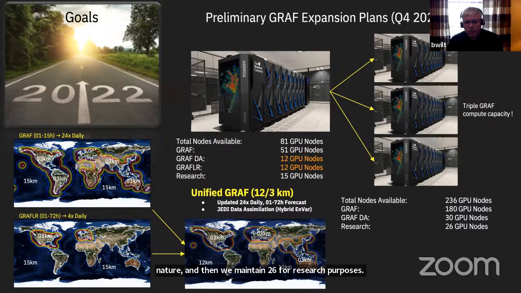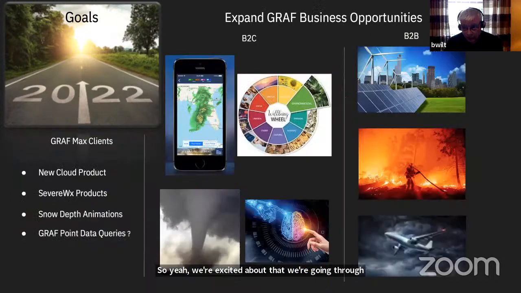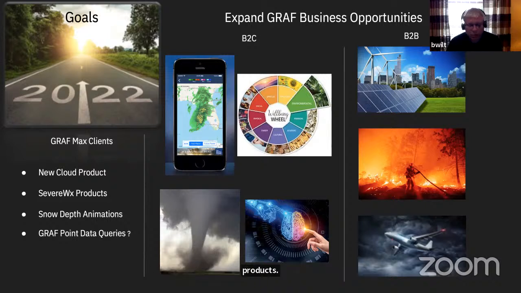We're going through the upgrade process right now related to Red Hat 8.4. We're running into some issues with the latest NVIDIA compilers and runtimes, but there's always the details to be worked out. Finally, last slide here, but really we have a number of media requests for new products, cloud products, fair weather products, and ability to be able to get point data queries through graph.